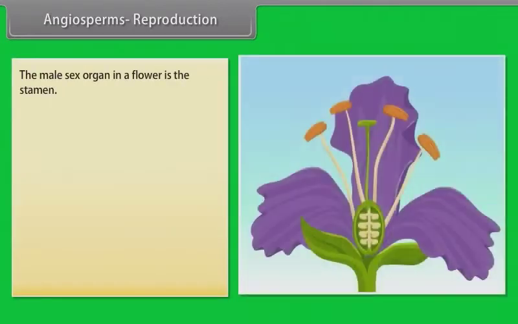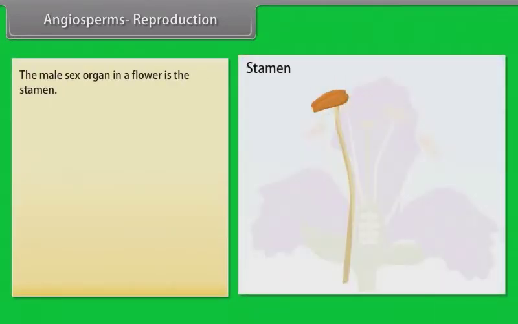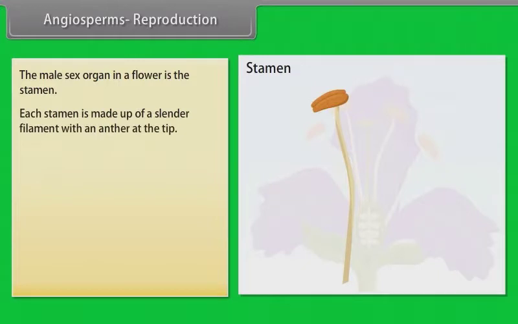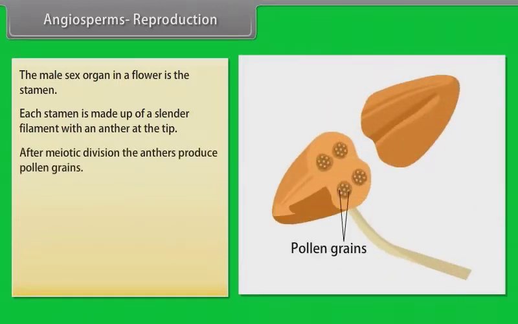The male sex organ in a flower is the stamen. Each stamen is made up of a slender filament with an anther at the tip. After meiotic division, the anthers produce pollen grains.